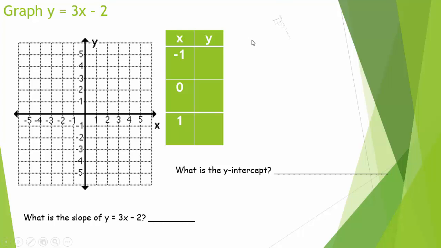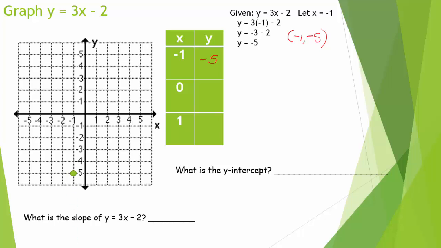So the first x value I give you is -1. So we take our given equation, y equals 3x minus 2, and we let x be -1. That means 3 times x minus 2. So 3 times -1 minus 2. 3 times -1 is -3 minus 2 is -5. That means our first point that we'll need to plot is (-1, -5).